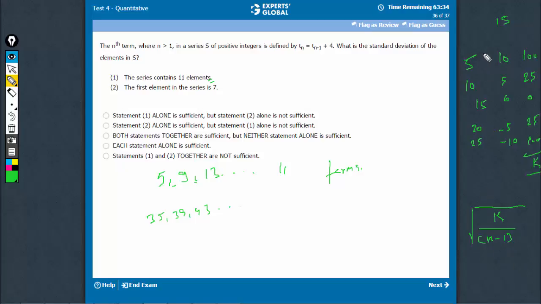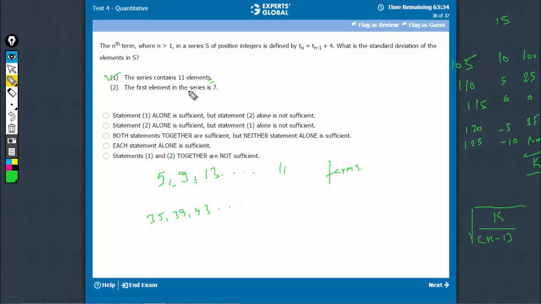So see, even if these are 5, 10, 15, 20, 25, or even if these were 105, 110, 115, 120, 125, the standard deviation would not change, right? So it's the gap that matters. The terms themselves don't matter. So statement 1 is very much sufficient.